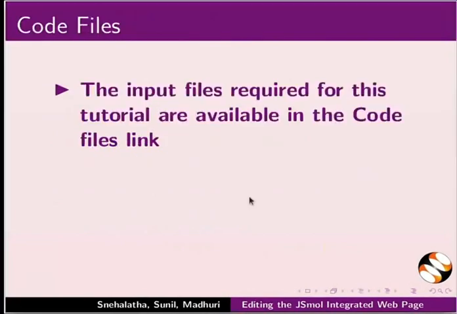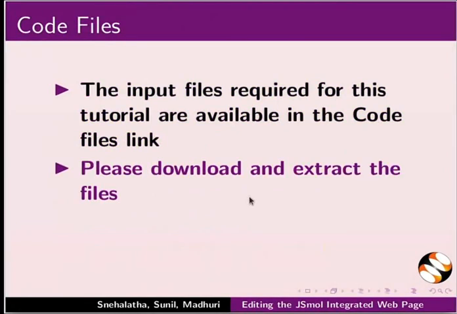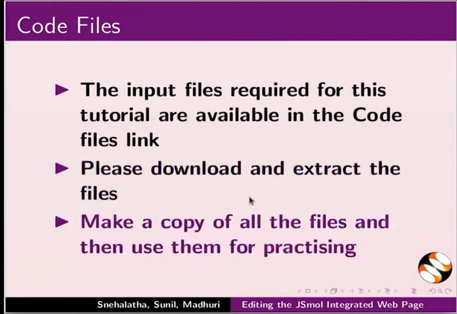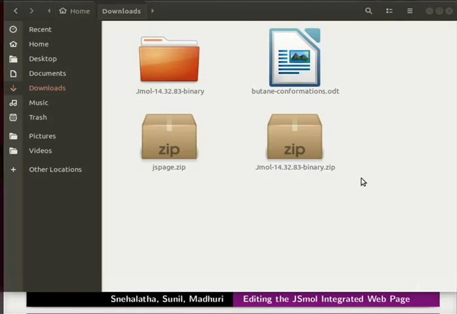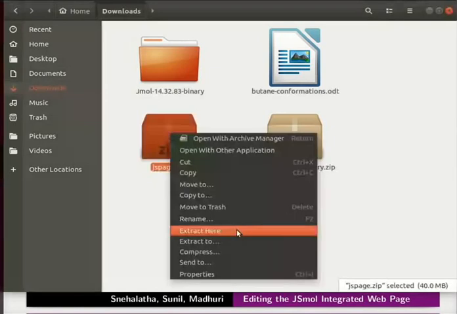The input files required for this tutorial are available in the code files link. Please download and extract the files. Make a copy of all the files and then use them for practicing. I have downloaded the input file JSPage. By default, mine got downloaded to my downloads folder. It is a compressed zip file. Extract the file by right-clicking and choosing the Extract Here option.